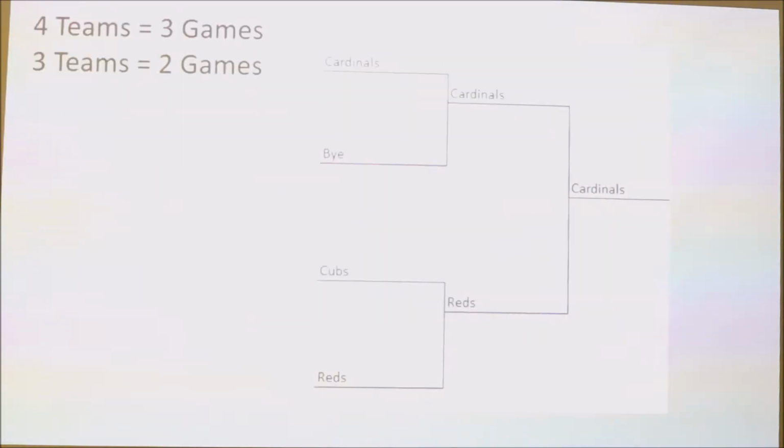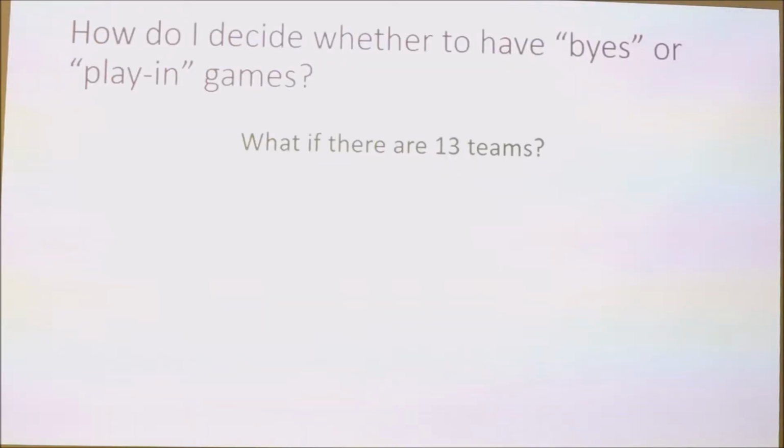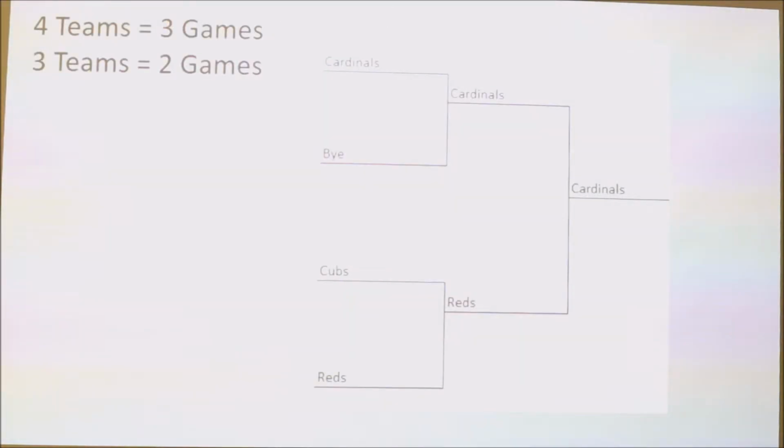Easy as that. So if 4 teams have 3 games, and 3 teams have 2 games, let's take a look if we just have 3 teams. The Cardinals would have the bye. The Cubs and the Reds would play, and then the Cardinals would play the winner of the Cubs and the Reds, and we never let the Cubs win, so it would be the Reds, and then the Cardinals win the whole thing, and we have 2 games total.